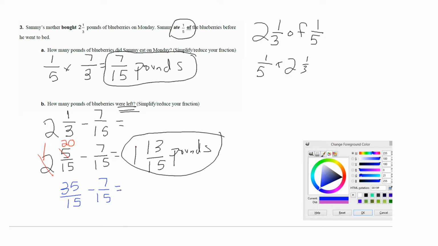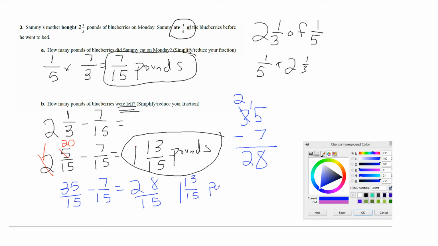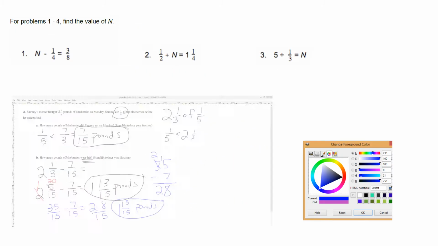We're going to get a lot of 15ths here. Let's just do the subtraction on the side. I got 28/15, and that is going to be 1 and 13/15. Look at that, we got the same answer. All right, so pick your method and use it tomorrow. Let's go on to the next problem.